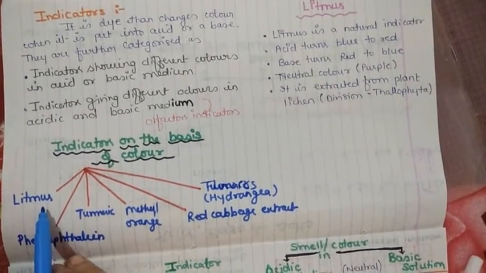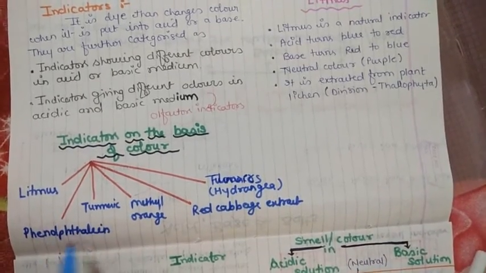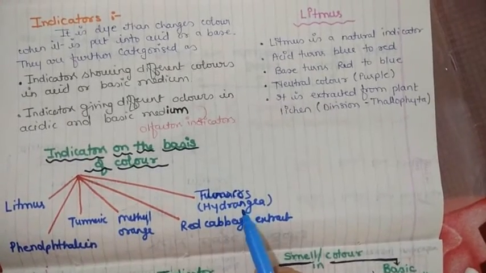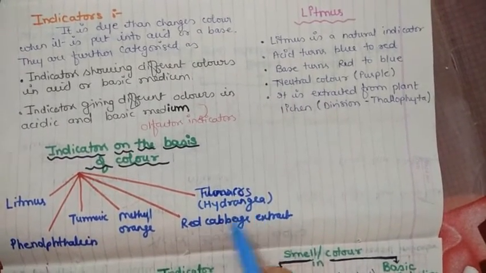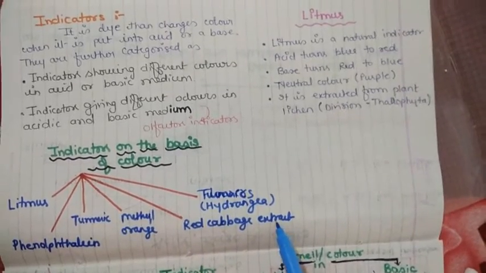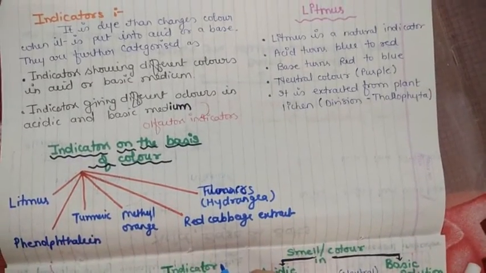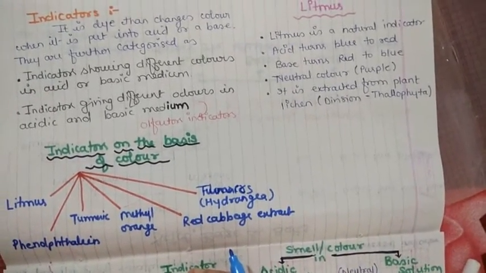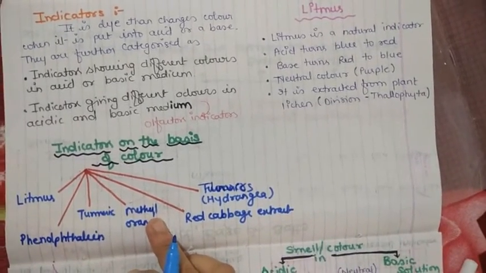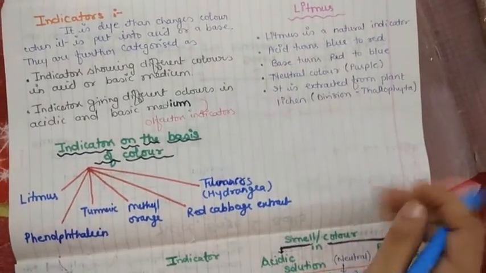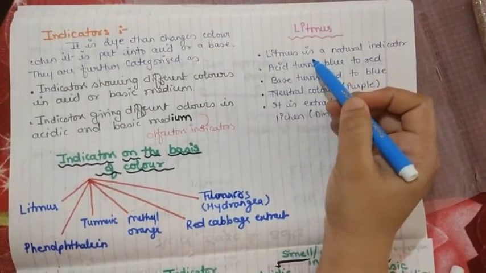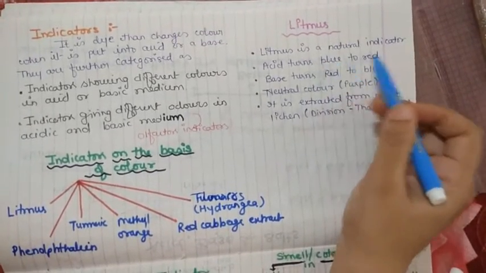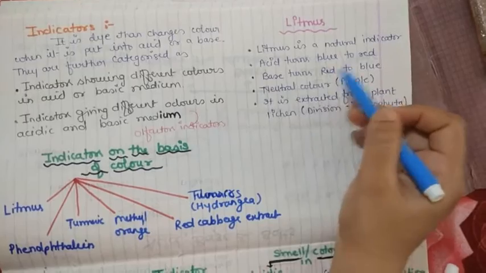Either we can use litmus indicator, phenolphthalein, turmeric, methyl orange, or hydrangea flowers, and red cabbage extract. So all of these can give you an indication of whether the solution is acidic or basic on the basis of color change. First of all, let us study litmus. What is litmus? Litmus is a natural indicator. Acid turns blue litmus to red, base turns red litmus to blue.